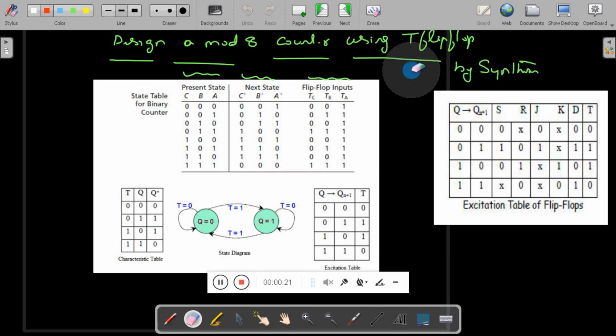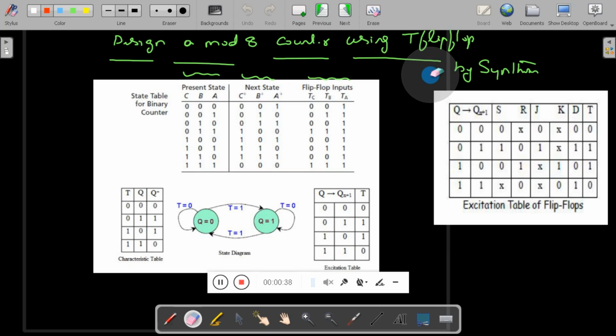The difference between asynchronous counter and synchronous counter is that in asynchronous counter, we are giving clock to the first flip-flop, and the output of the first flip-flop acts like a clock to the second, output of the second acts like a clock to the third. In synchronous counter, all the flip-flops are driven by a single clock.